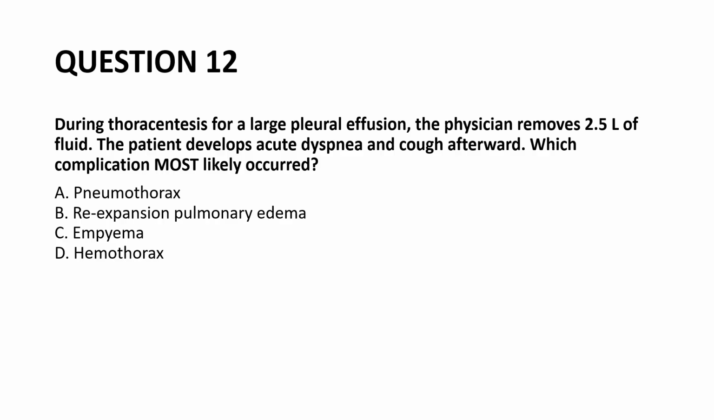During thoracentesis, for a large pleural effusion, the physician removes 2.5 liters of fluid. The patient develops acute dyspnea and cough afterward. Which complication most likely occurred? Pneumothorax, re-expansion pulmonary edema, empyema, hemothorax.